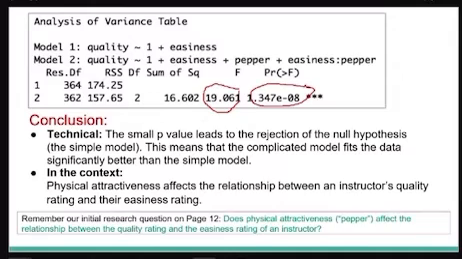Our conclusion now, we're actually going to have two conclusions. The first one is going to be technical. The technical conclusion is the one that is understood by statisticians. Then we're also going to give a conclusion that's commensurate with its context. Let's take a look at the technical conclusion now. A small p-value leads to rejection of the null hypothesis, which means we are rejecting the simple model, and that means the complicated model fits the data significantly better than the simple model.